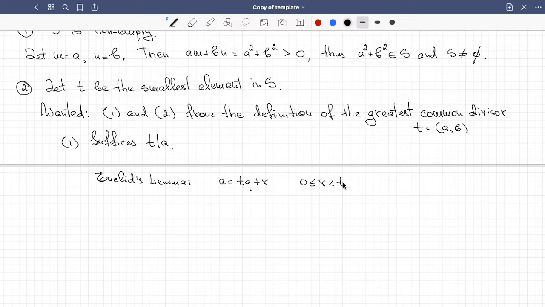What we want to prove is that T divides A, which means that there is no R here. So we want to say that R is not just some integer between 0 and T minus 1, but 0. So R equals 0.